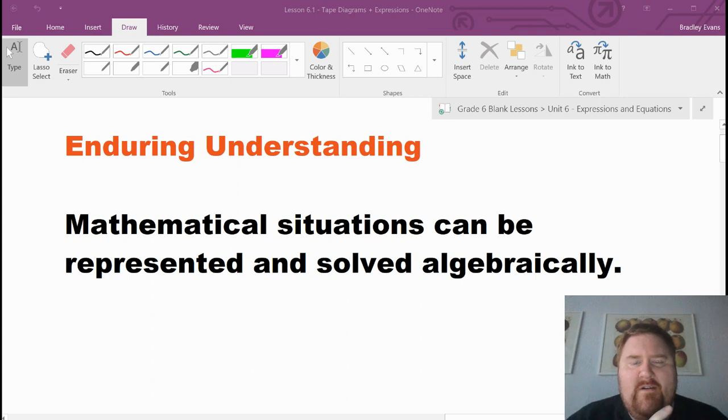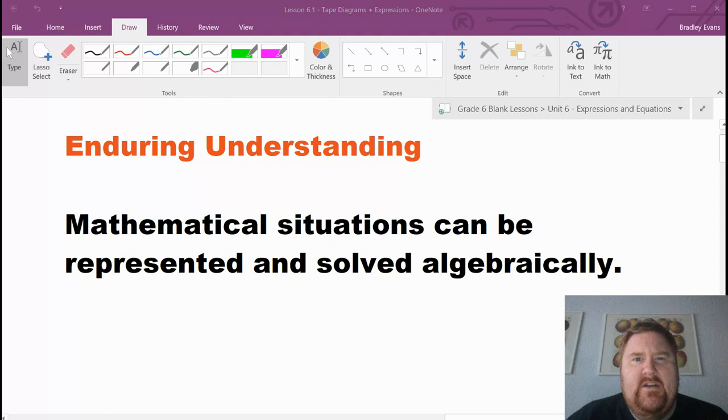Hello, math learners, and welcome to Unit 6, which is all about expressions and equations. By the end, hopefully, you will have some understanding that mathematical situations can be represented and solved algebraically. Now, don't freak out if you don't know what a mathematical situation or even the word algebraically means. We're going to uncover those through our unit, and together we'll learn what they mean.